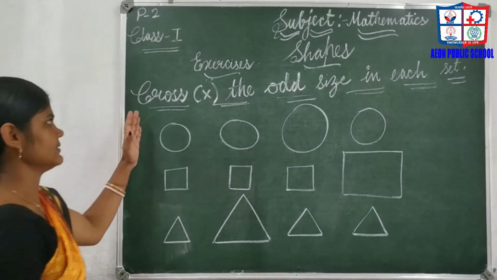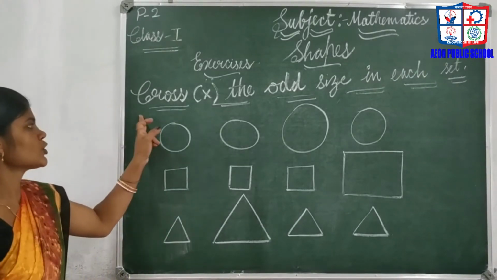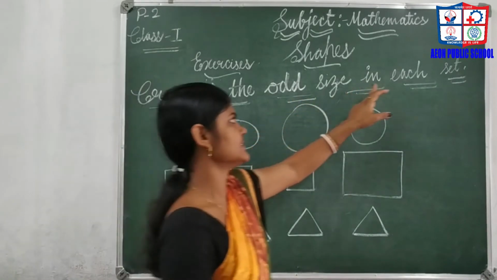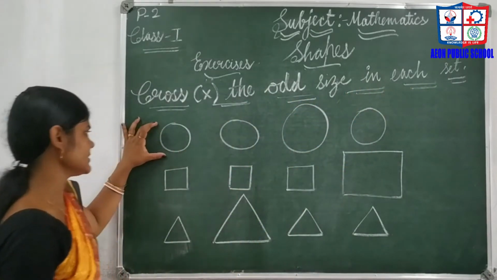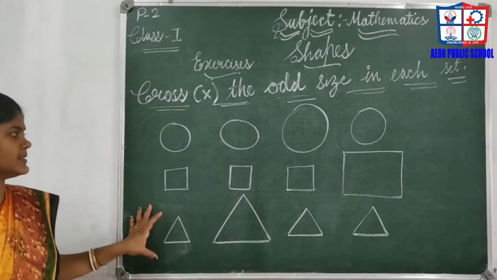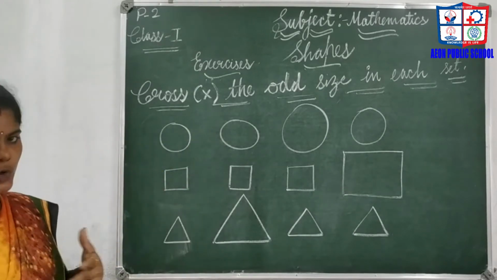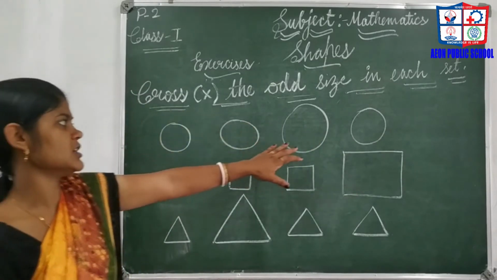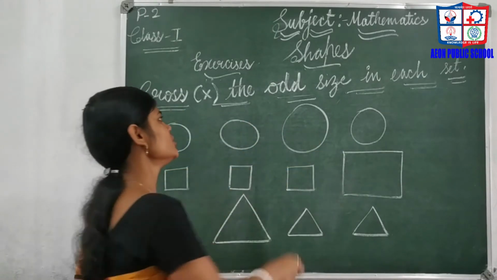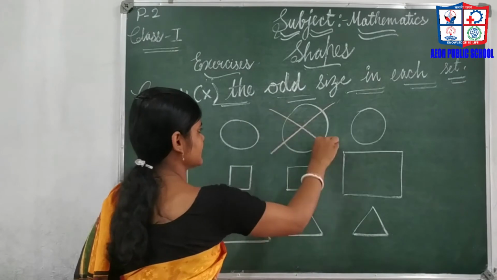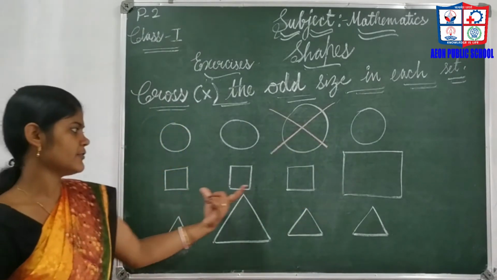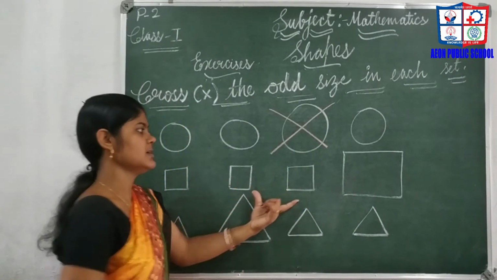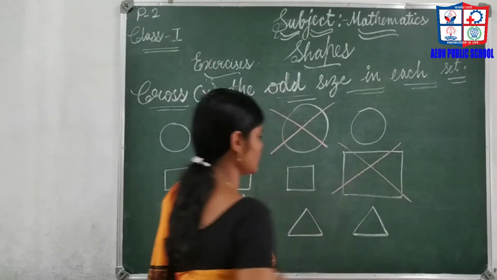Here, the third exercise. Cross the odd shapes in each set. Say this is one set, this is one set, this is one set. So in each set, what is the odd one? See, this and this are the same shapes. The different shape is this one, means odd one. So that we have to cross it. And here, what are the different shapes? These three are the same. This is the odd one. That's why cross it.